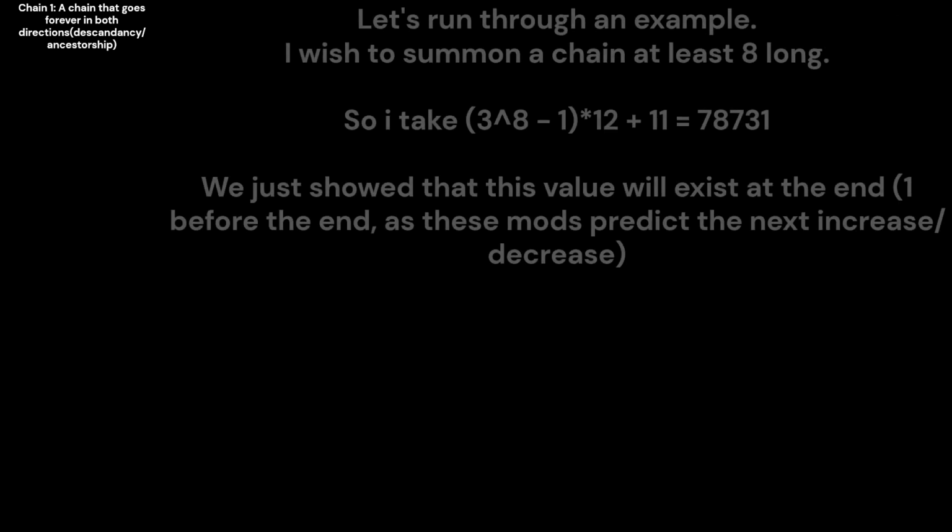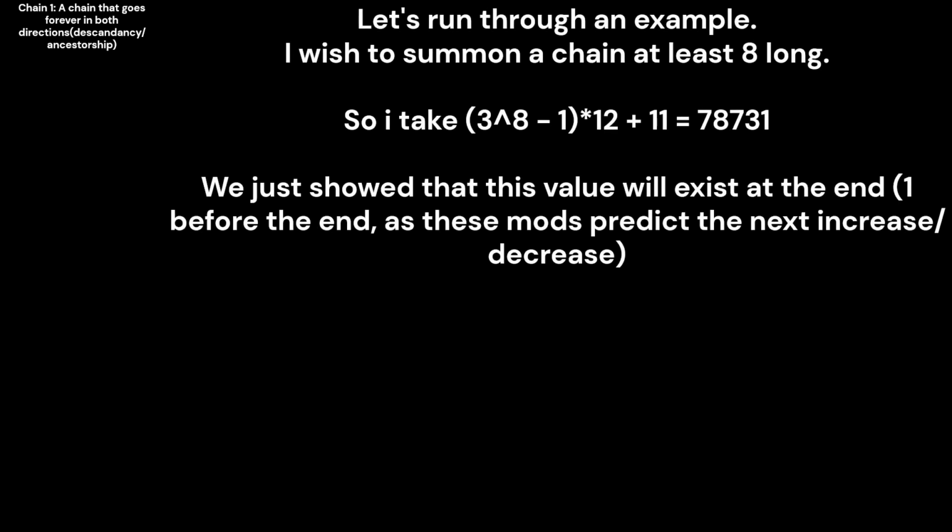Now let's go through an example using this general pattern. Let's arbitrarily pick that we want an 8-length chain. We can then pick any of the infinite options. Let's go with m equals 0 just for convenience. N equals 8 and m equals 0 is 3 to the 8th minus 1. Then times 12 plus 11, and we get 78,731. Let's go back and check if there really are 8 immediate increases ancestrally from this number.